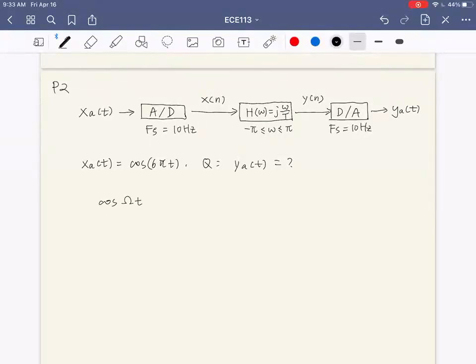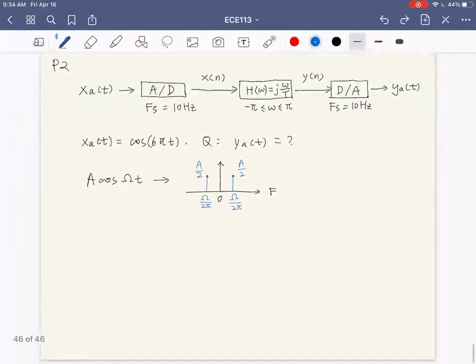cosine omega t maps to, this is f, this is 0, 2 impulses. So if it is A here, the height should be half of A, and this here. All right. So I'm not going to explain how we get this. Let's just use the conclusion.